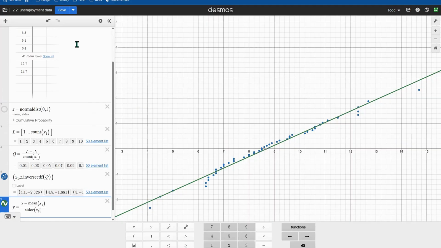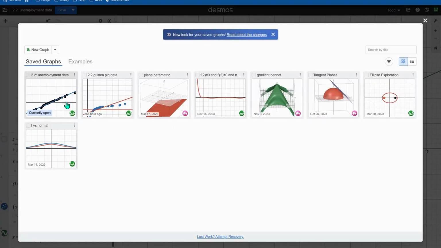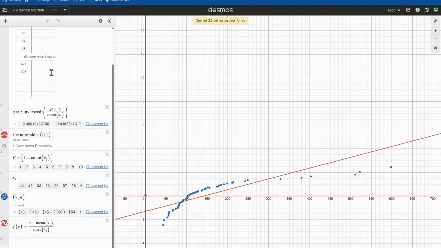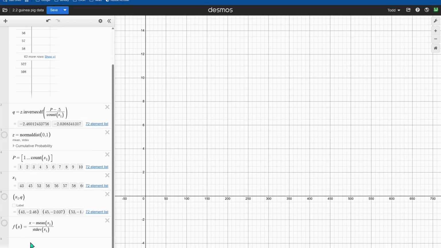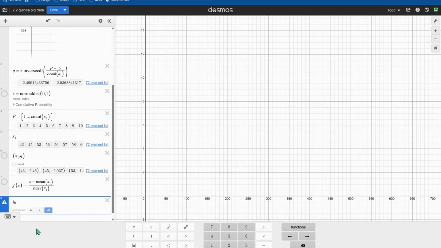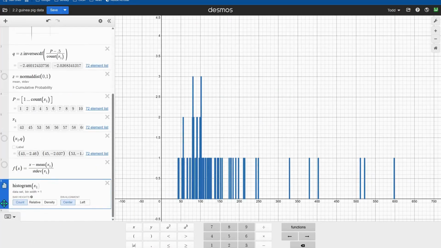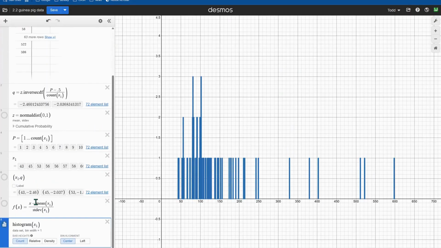All right. Now there is an example problem having to do with guinea pigs. Let me put the guinea pig data on there. And this one I did the same basic procedure. Well, let me hide all of this stuff for a second, and let's just take a look at the histogram for that data. All right. Let's do relative.